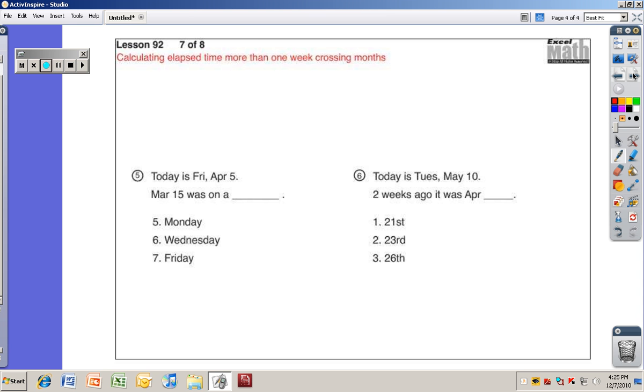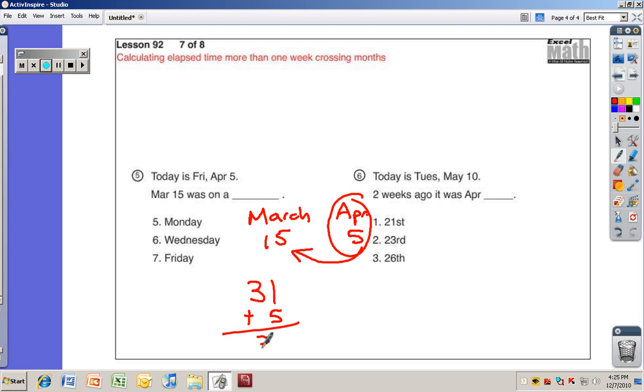Okay, so here's March. We're looking for March 15th, and it's April the 5th. So we're coming back into March. And it would be easier if I changed this into a March date first. Well, how many days are in March? There are 31 days in March, and then we add those 5 days for April, and it's the 36th of March. Well, we're going to figure out what day of the week that was by moving back whole weeks at a time. So I bet we could move back at least 2 weeks.